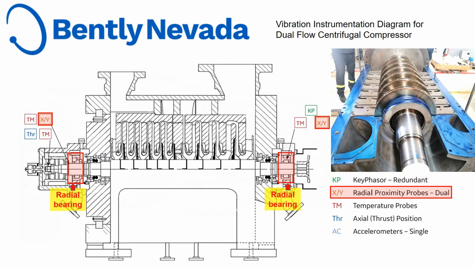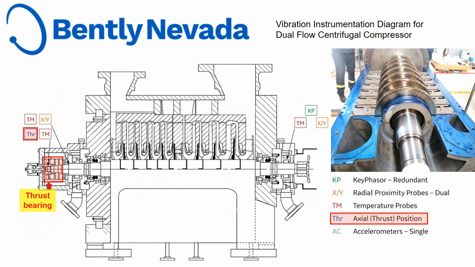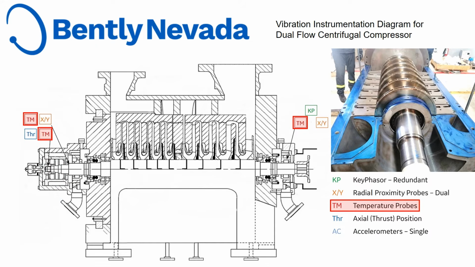Here is a vibration instrumentation diagram for centrifugal compressors. The shaft radial vibrations are measured at both left and right bearings. The axial thrust position measurements are also required at the thrust bearing location. Lastly, temperature probes are installed to monitor temperatures.